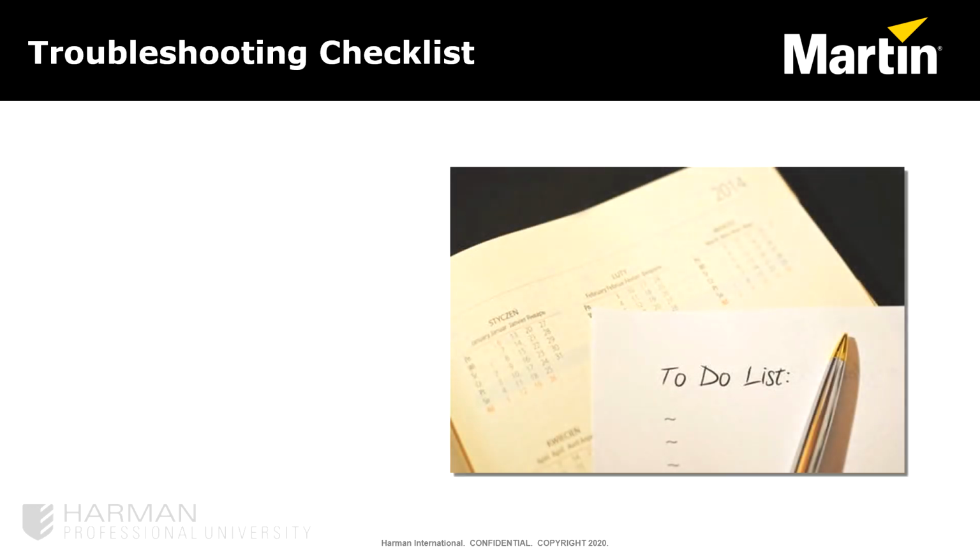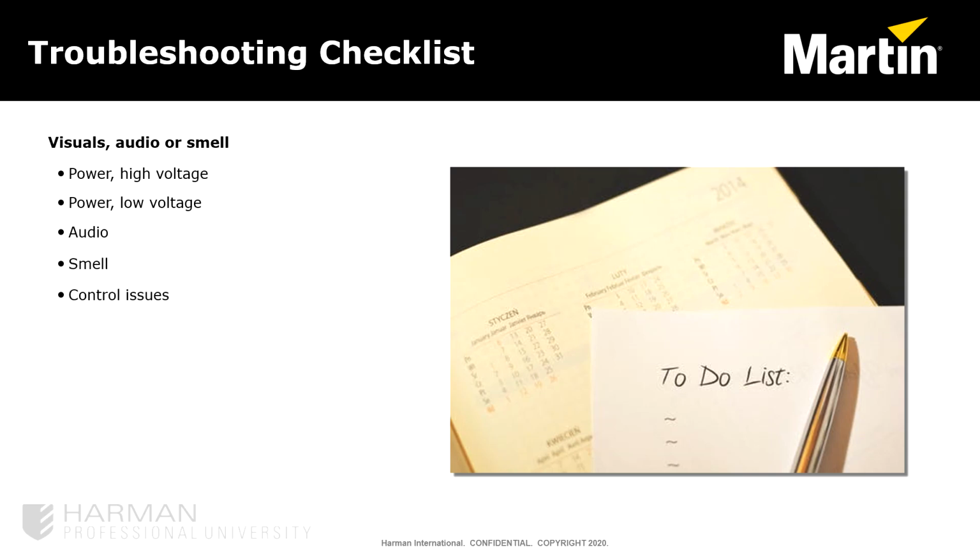The troubleshooting checklist provides identifiable symptoms that a technician should be able to recognize in order to resolve fixture and other electronic product issues, whether visually, through hearing, or smell. Is there power, whether high voltage or low voltage? Can something be heard? Is there an unusual smell? Are there any control issues? Is there erratic movement? Are there optical errors or lamp issues?